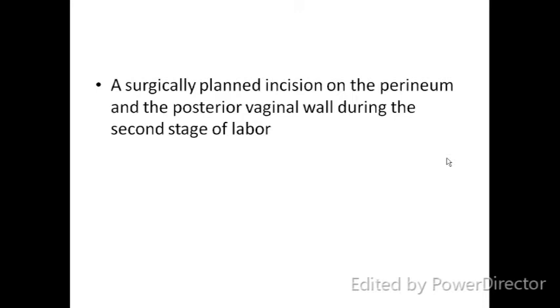Okay, what is episiotomy? A surgically planned incision on the perineum and the posterior vaginal wall during the second stage of labor. Okay, as I told you, first stage, second stage of labor. What is the second stage of labor? It is a full dilatation of cervix to the expulsion of the baby. So during the expulsion, when the head crowns over the vagina, okay, so we give episiotomy.